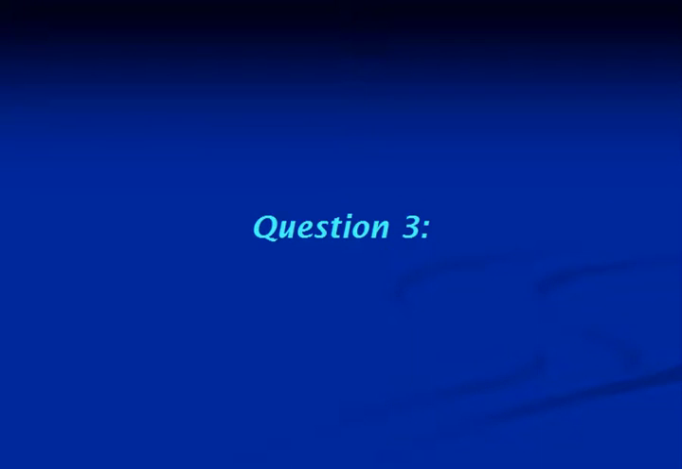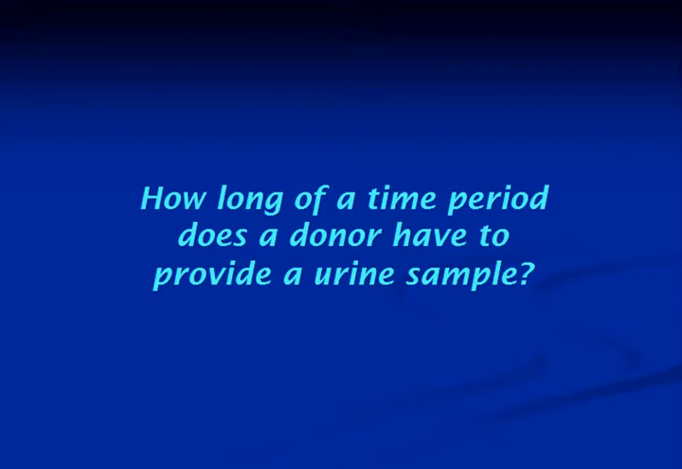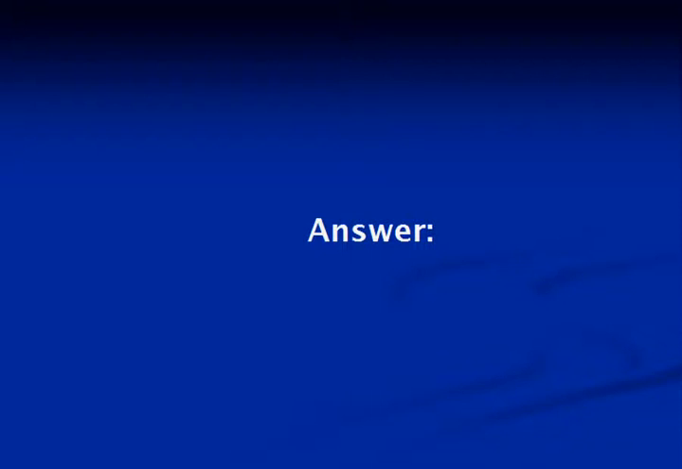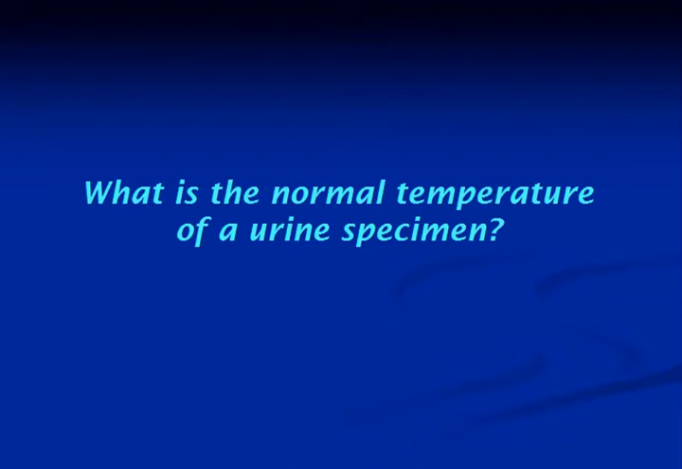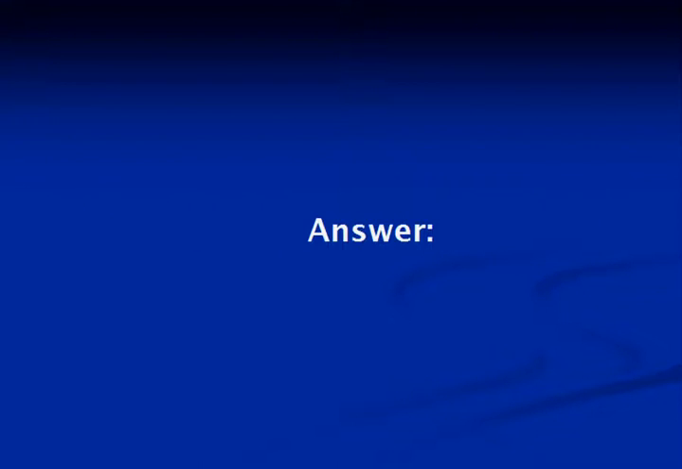Question 3. How long of a time period does a donor have to provide a urine sample? Answer: 3 hours. Question 4. What is the normal temperature of a urine specimen? Answer: 90 to 100 degrees Fahrenheit.